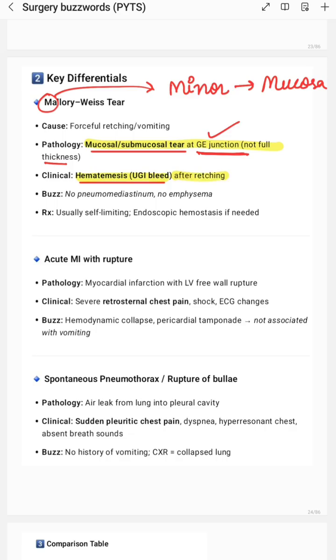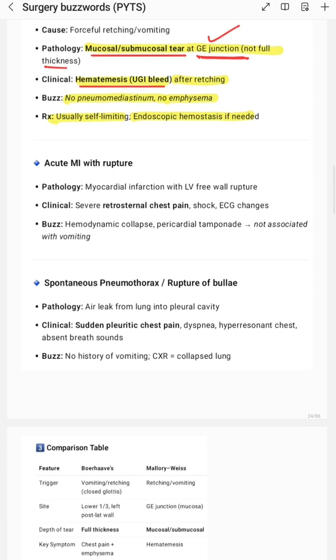And one thing we have to remember: for Mallory-Weiss, this is just a tear, so there will be no pneumomediastinum, no emphysema, no Hamman's crunch, and usually it is self-limiting. And if there is a lot of bleeding and hemostasis is not maintained, then we can go with endoscopic hemostasis if needed.